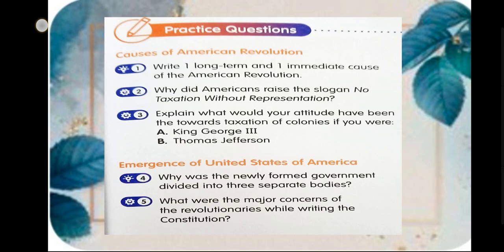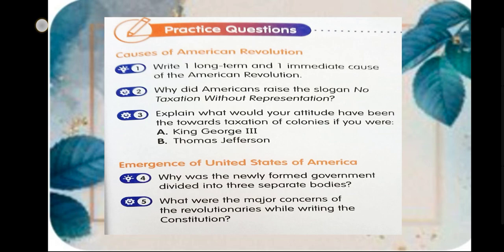Now come to the question number 2. Why did Americans raise the slogan no taxation without representation? Americans demanded representation in the British Parliament since they were expected to pay heavy taxes. They wanted participation in making decisions. However, their demand was not accepted by the British. In protest of this attitude, the Americans raised the slogan no taxation without representation. Got it?